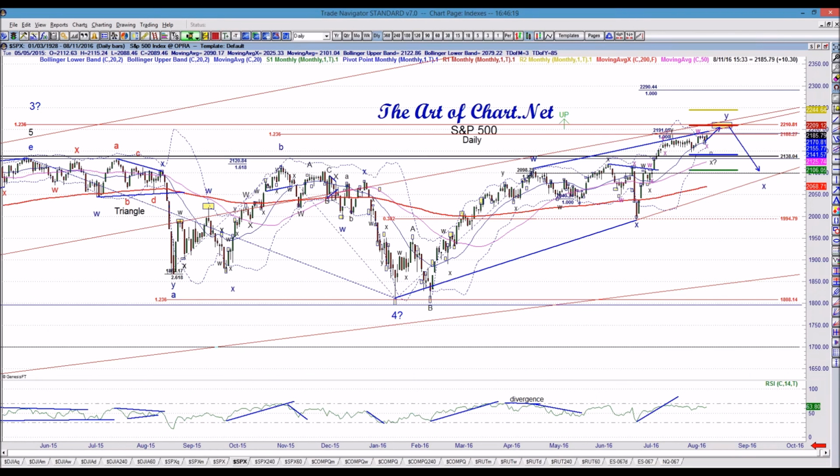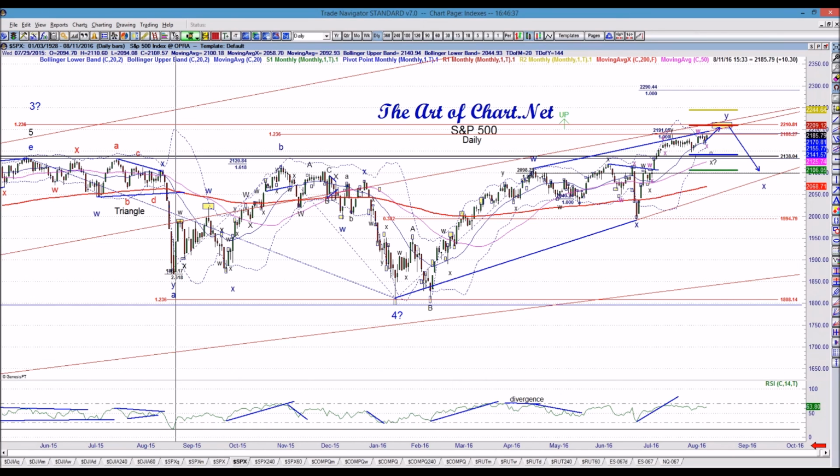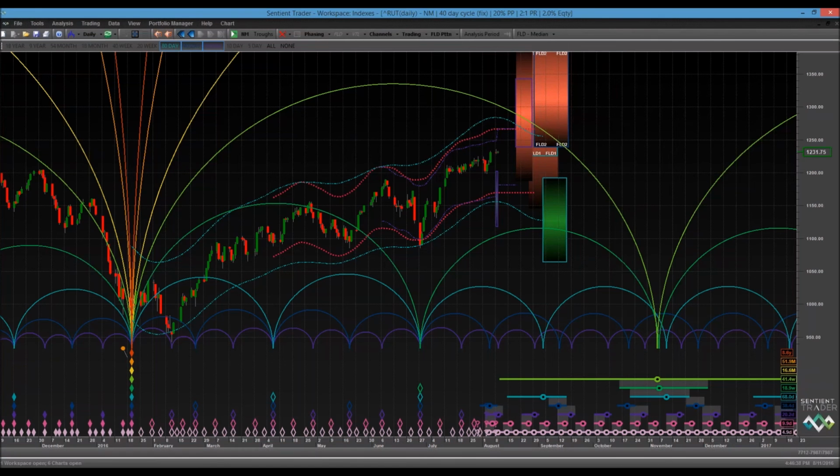So with that said, have you ever tried using Gann analysis as a timing tool? Yes, I have. And to be honest with you, it was so long ago, I don't remember how to use it at all. Okay. So Hurst analysis, Tomas, I use this tool, Sentient Trader.